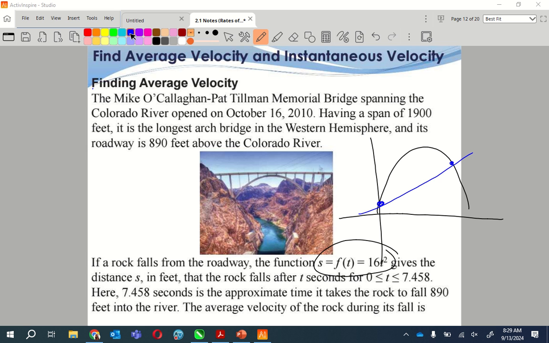All right, Pat Tillman Memorial Bridge spanning the Colorado River, opened October 16, 2010, spans 1,900 feet. Largest arch bridge in the Western Hemisphere, and its roadway is 900 feet above the Colorado River. If a rock falls from the roadway, the function S, my position, equals f of t equals 16t squared, gives the distance S. That's always important to know, that your distance is what variable? S.